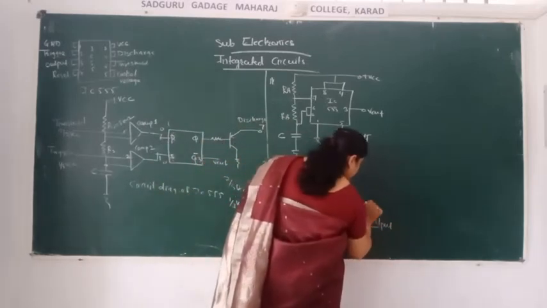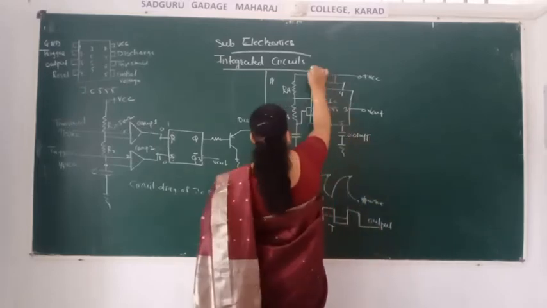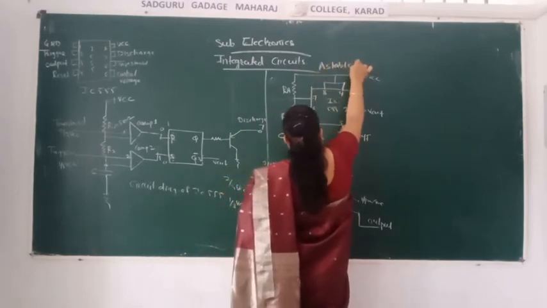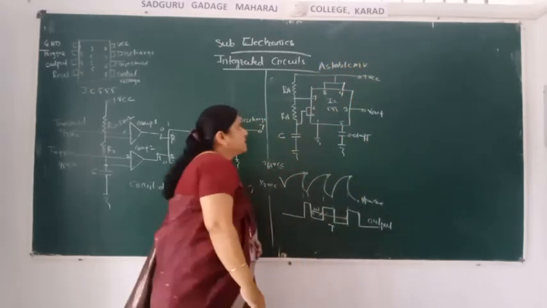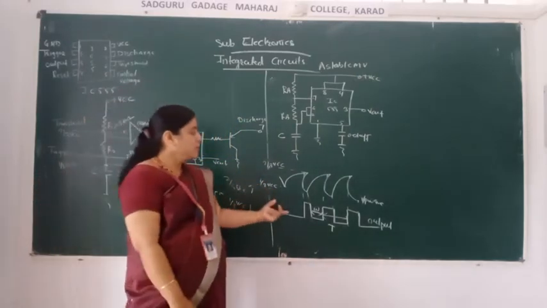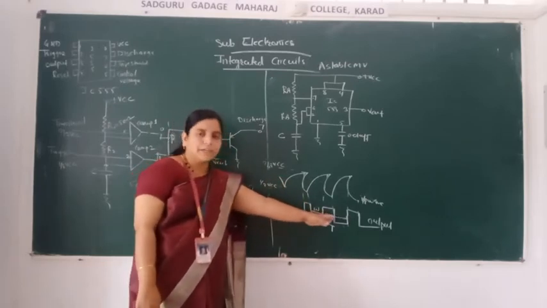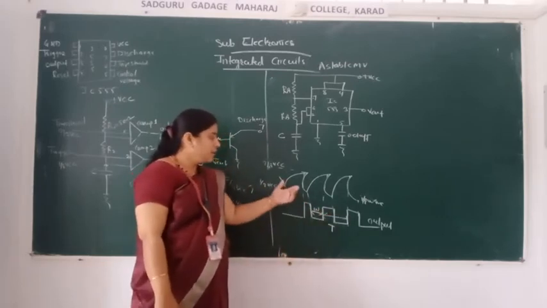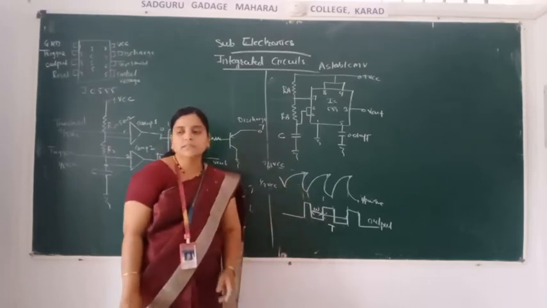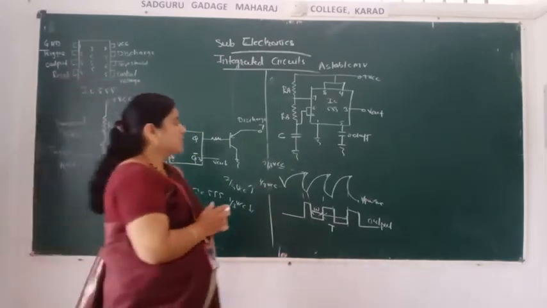Okay, so this is the output waveform, and this is the input waveform for the astable multivibrator. In an astable multivibrator no state will be stable. In a monostable multivibrator only one state will be stable. Here no state will be stable; it will be in continuous form. Therefore, if you apply these spikes or the sawtooth signal, then we will get the square wave signal at the output of this astable multivibrator.